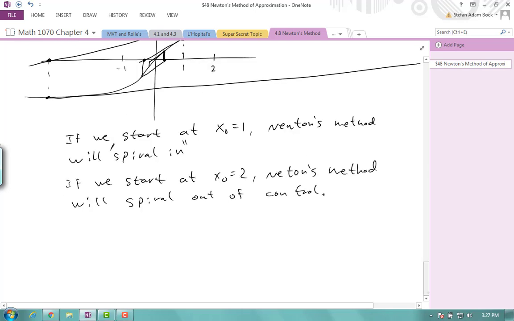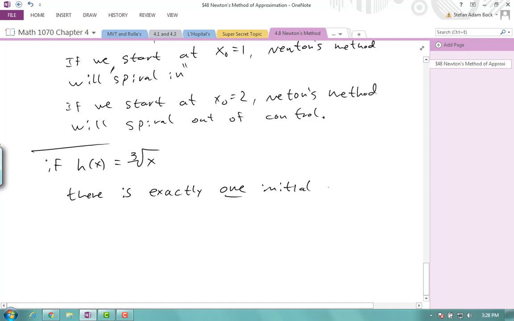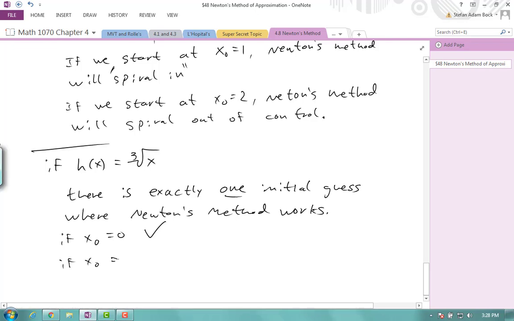And there are even worse functions. If h of x is equal to the cube root of x, for example, then there is exactly one initial guess where Newton's method works. And I bet you can guess what that is. If I guess exactly on the root, then Newton's method will return exactly that root. So if x sub 0 equals 0, it works. Great. But it's kind of a trivial case because you're already at the root. If x sub 0 is not equal to 0, then Newton's method spirals out of control.